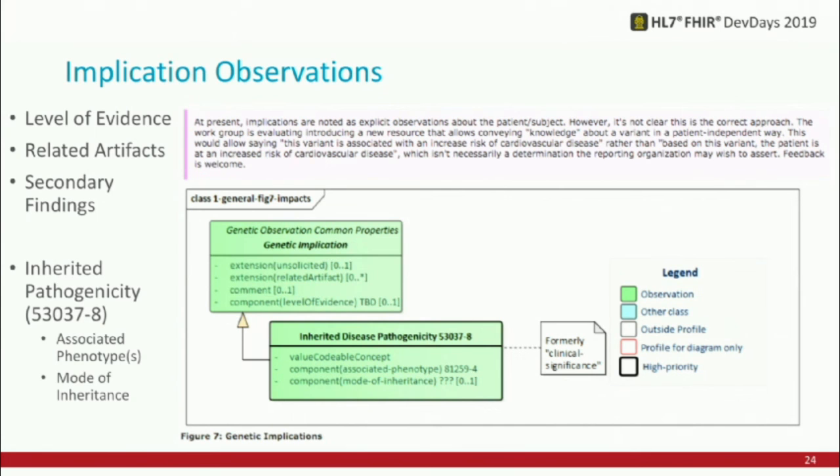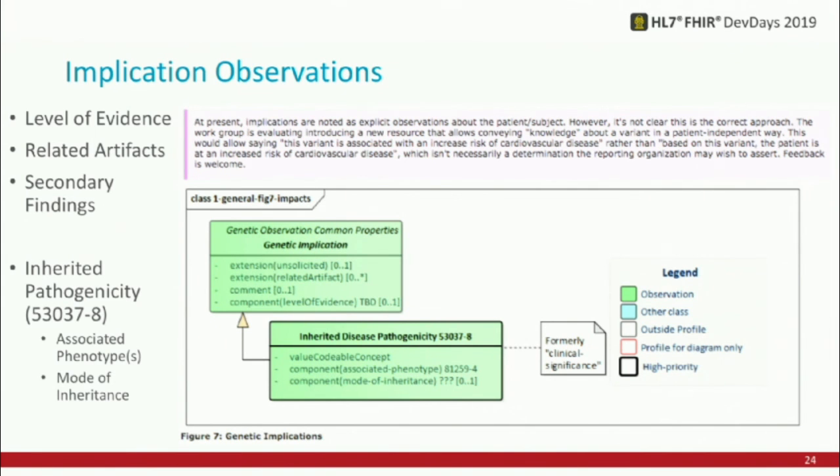So we have this Boolean, if you can see that it is unsolicited or not. You can say, oh, you weren't asking for this, but you might want to know that there's a very large concern. So the flagship profile here is the inherited disease pathogenicity, which has the associated phenotypes and the modes of inheritance, if it's autosomal recessive, stuff like that.